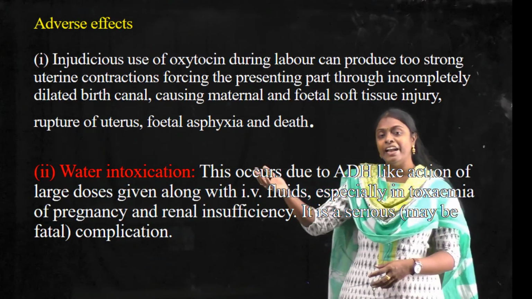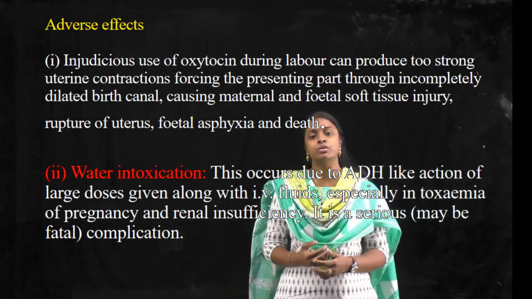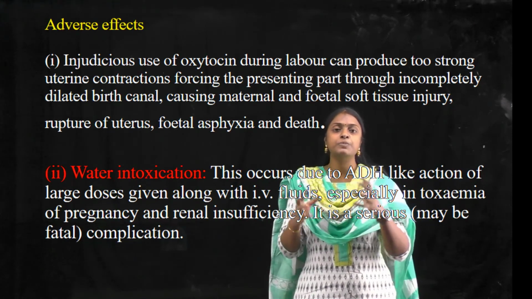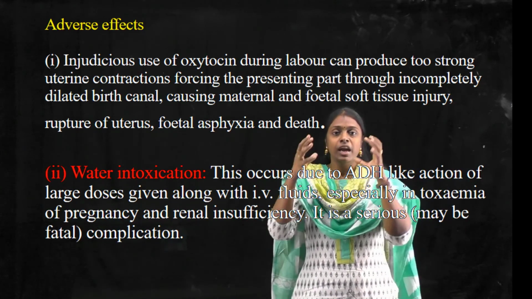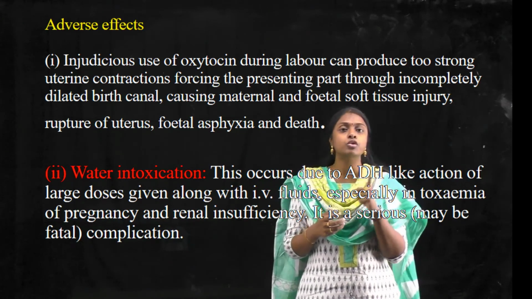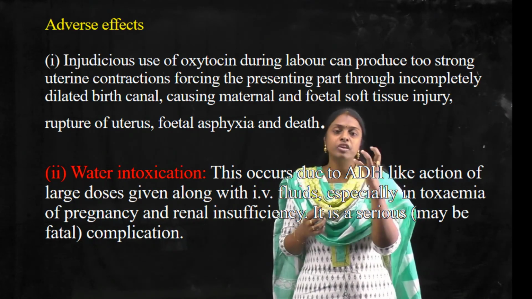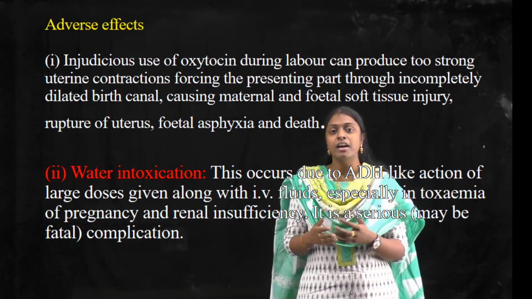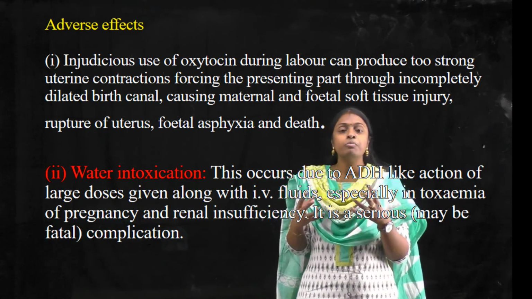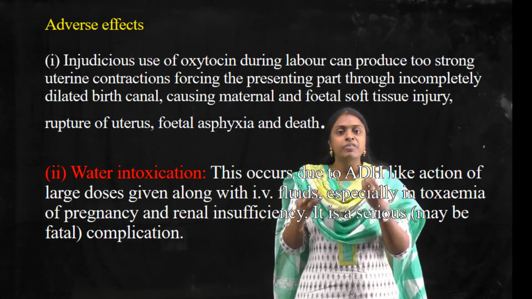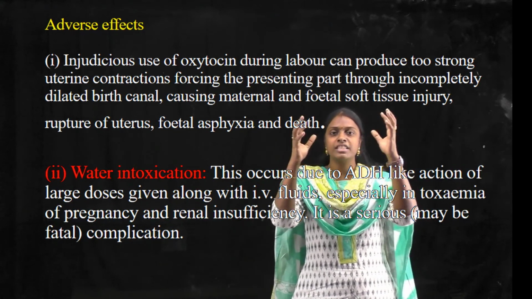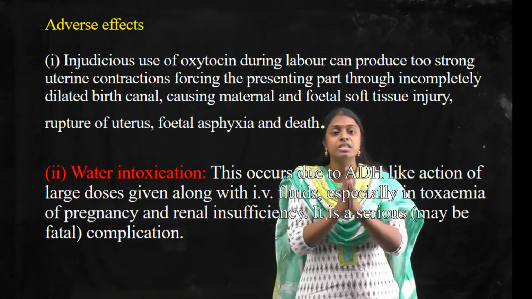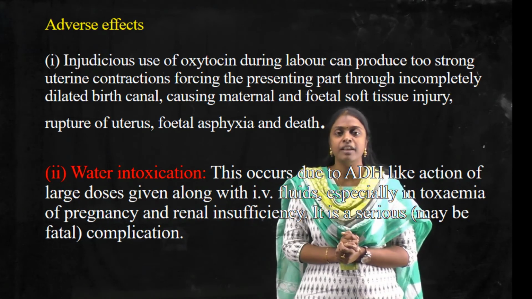So let's see the adverse effects. When we are giving more oxytocin, due to the strong uterine contractions, there will be forcing of the presentation. Due to these heavy contractions, it will push the baby and this may injure the fetus and the mother's soft tissues, and also it will cause rupture of the uterus and fetal asphyxia. In fetal asphyxia, there won't be sufficient oxygen supplied to the fetus, because when there is a heavy contraction, the fetus will get compressed. So when it is getting compressed, there won't be sufficient oxygen supplied to the fetus. The fetus may die also.